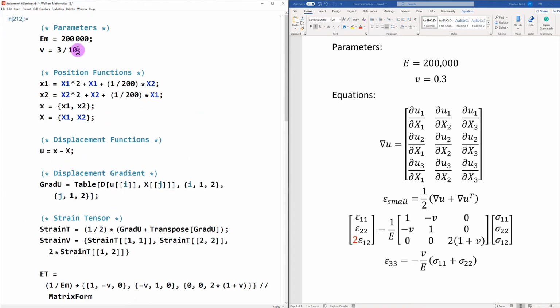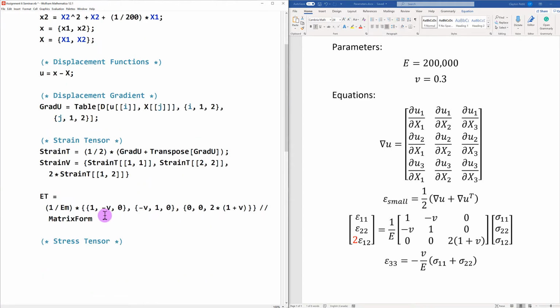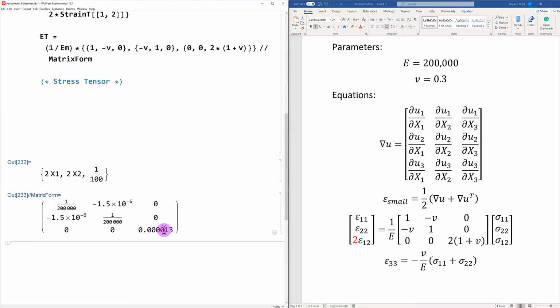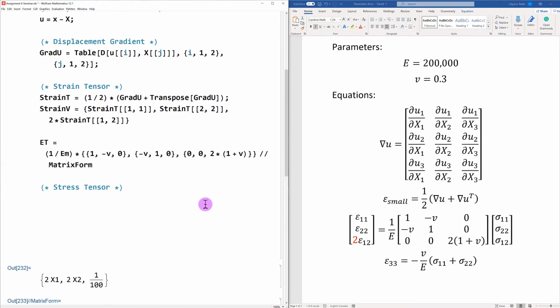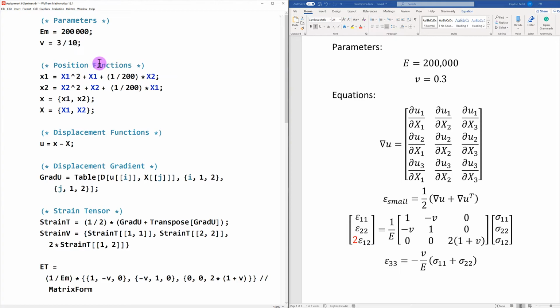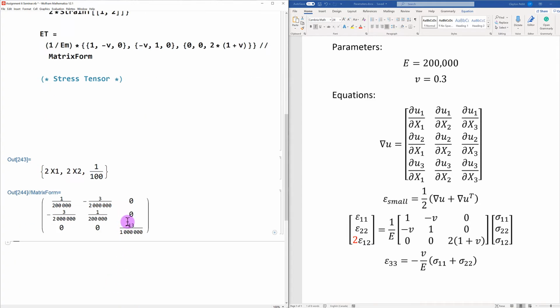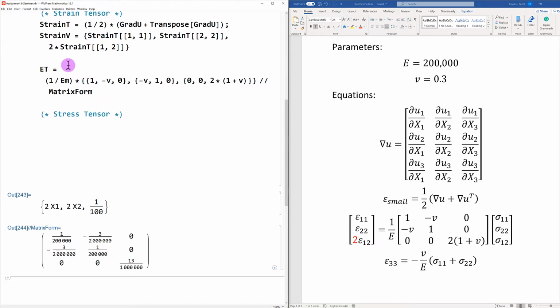Now, if I were to set V equal to 0.3, which is given in the question, instead of the fraction, and run this, I have a bunch of decimal numbers, which is going to be a problem because when you look at your assignment, it explicitly says that it wants things in fractions. It doesn't want decimals. So this is why we want to keep all of our entries in fractional form. Instead of 0.3, I'm going to go simply 3 divided by 10. That way, when I get my elasticity tensor, everything's in terms of fractions, no problem. So that's the elasticity tensor, looking good.